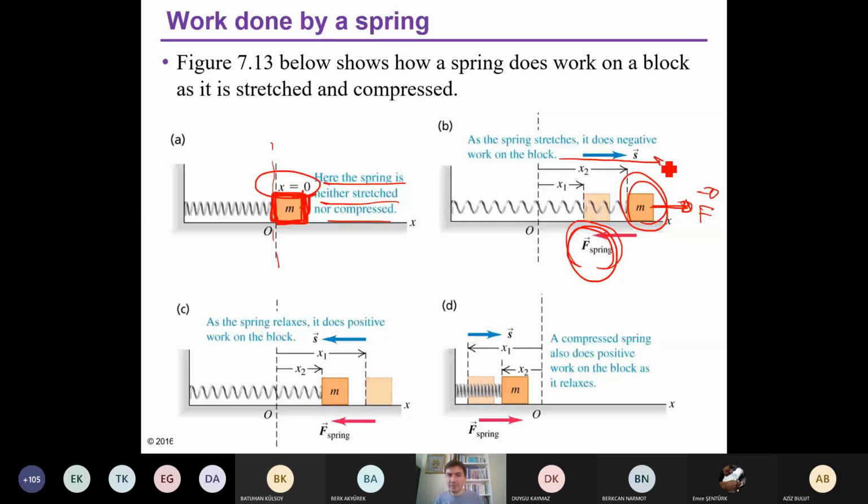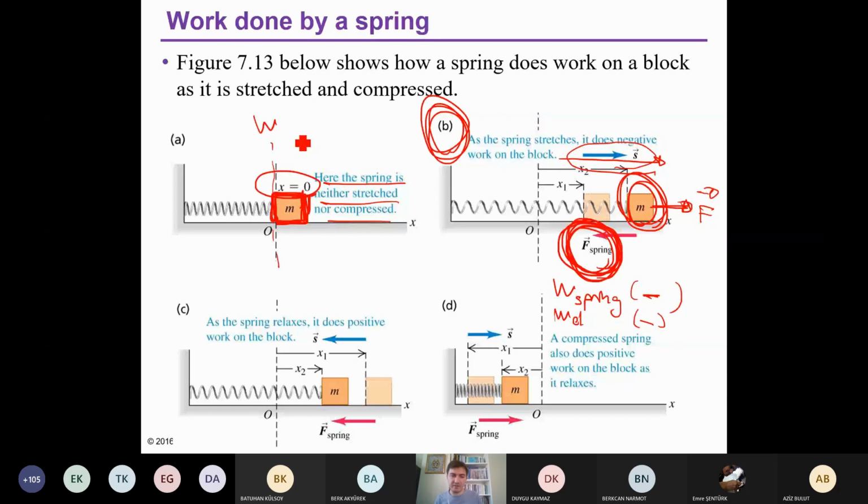And what about the force applied by the spring? So the work done by the spring here is negative, okay? Because the direction of the force applied by the spring on this box is opposite to the direction of the displacement S. So the spring or elastic work is negative here, in this B condition. Here, what about elastic work? It is zero because there is no displacement.